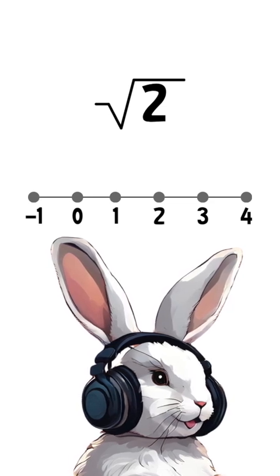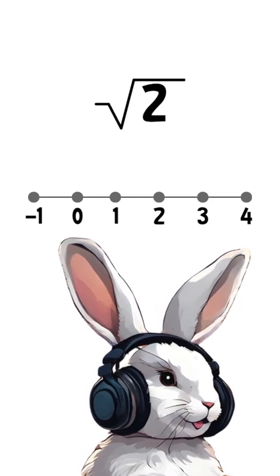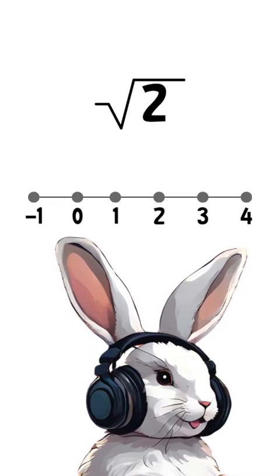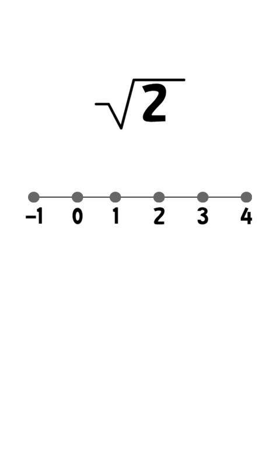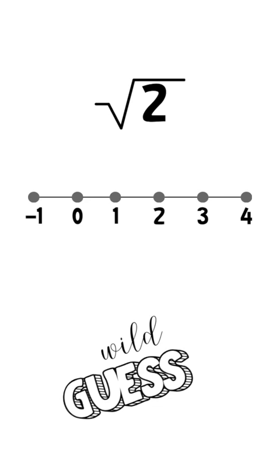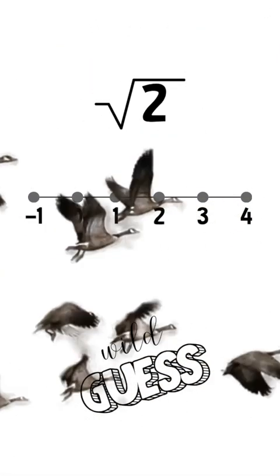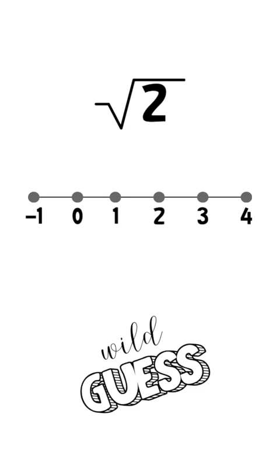Ziggy. Are you listening? Ziggy. Yeah, I just don't know what you mean. Okay, we need to put the square root of 2 on this number line. Okay, but how? Okay, well, remember, we just do wild guesses. Wild geese? Yeah! Wild guesses.